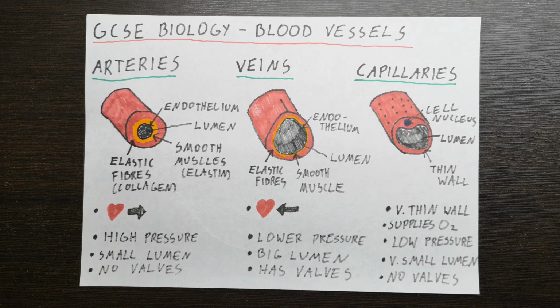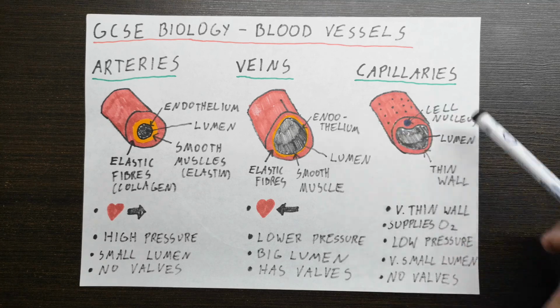So capillaries are way smaller than the other two types we're talking about. And their lumen is tiny. It is incredibly tiny. Like I said, it allows a single red blood cell through. The wall is very thin, again, to allow for exchange of gases and for exchange of nutrients and waste substances. And also capillaries, because they're so tiny, they can't really have valves. So capillaries don't tend to have valves.